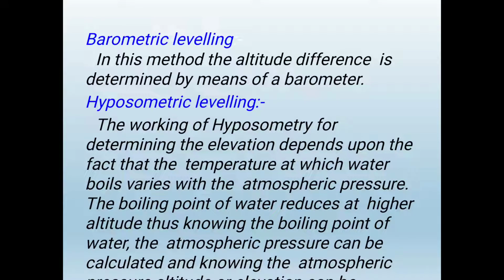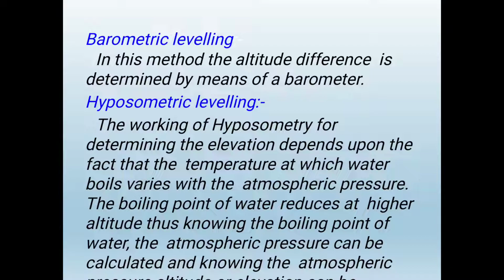Barometric leveling. It is used for the phenomenon that the difference in elevation between two points is proportional to the difference in atmospheric pressures at these points. A barometer, therefore, may be used and the readings observed at different points would yield a measure of the relative elevations of those points. Commonly in this method, the altitude difference is determined by means of a barometer.